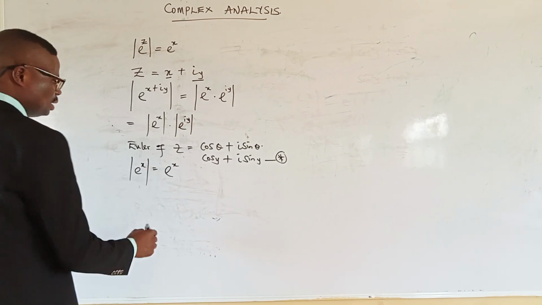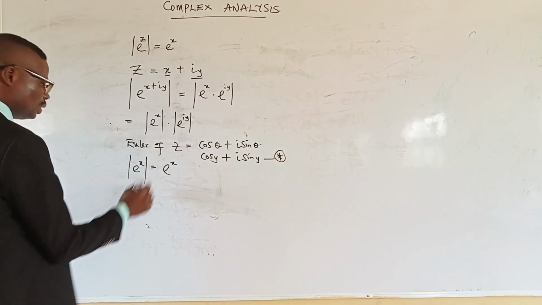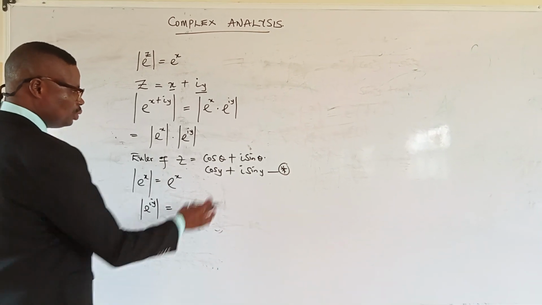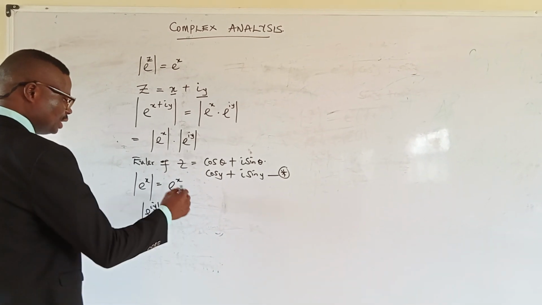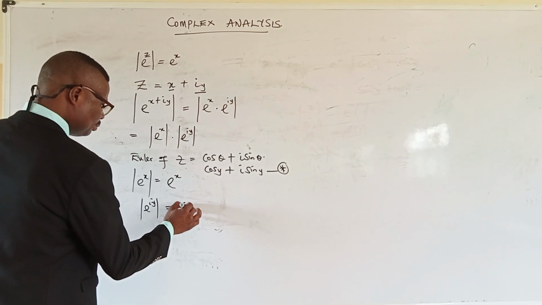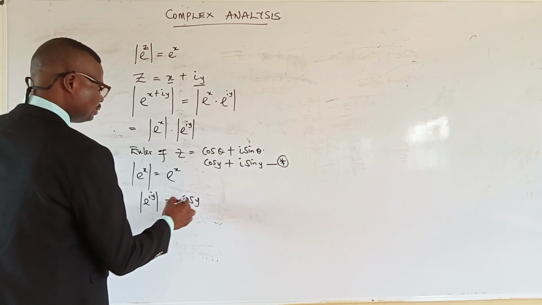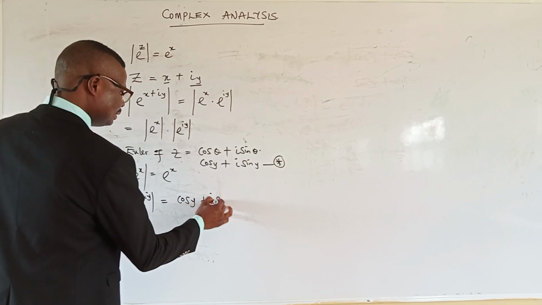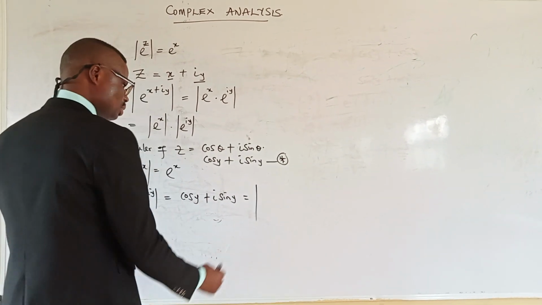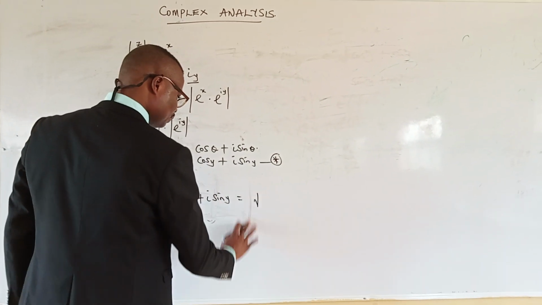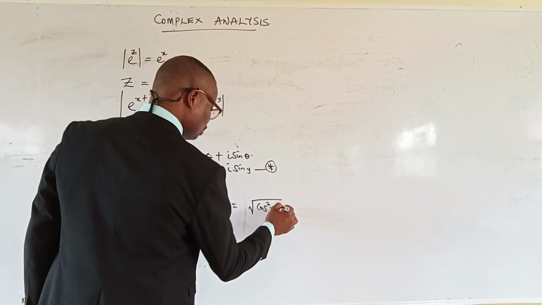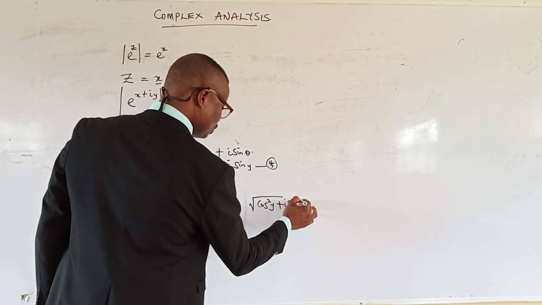and as such, I want to determine the magnitude of e raised to the power iy. And that will give me the Euler form of this, which is going to be cos y plus i sin y. So the magnitude now becomes the root of cos square y plus sin square y.